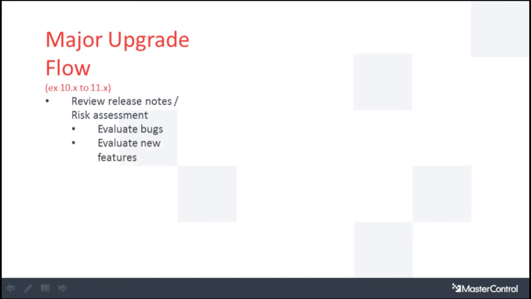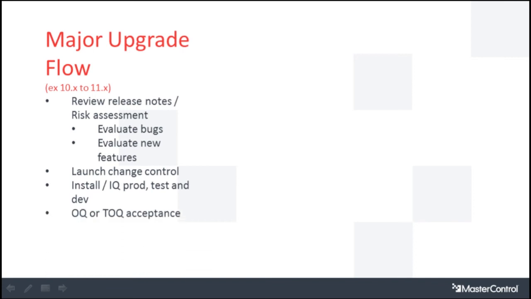Evaluate the bugs, evaluate any new features that you want to take advantage of. Launch your change control when you decide that you want to upgrade. Install an IQ. This is different than what we've done previously. Normally we would just upgrade prod, test, and dev. In this case, since version 11 requires a new server set, we're actually installing all three sites at the same time if possible, because the way we do things is completely different from version 10. So we'll install prod, test, and dev at the same time.